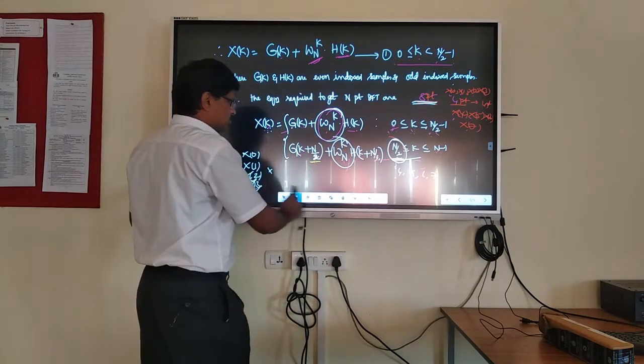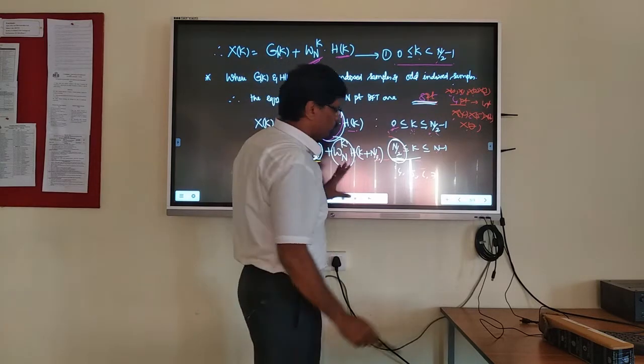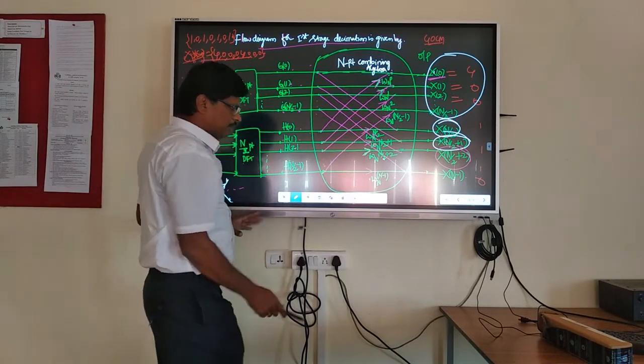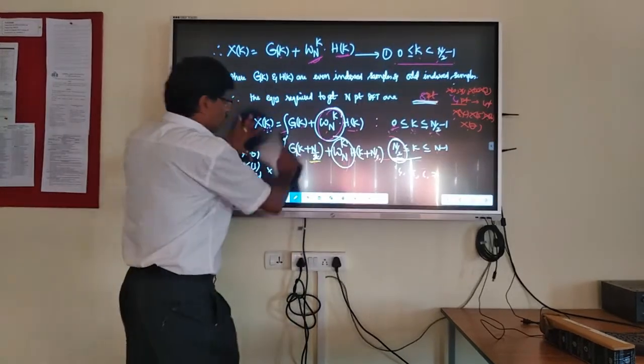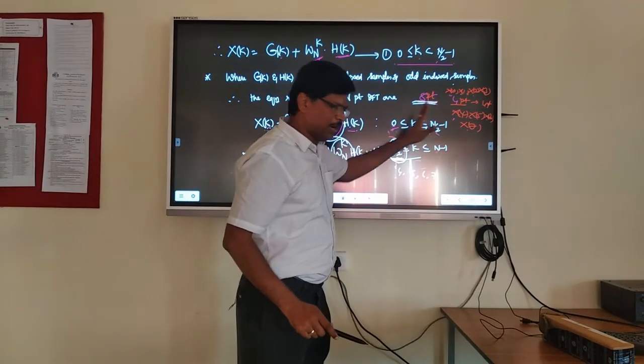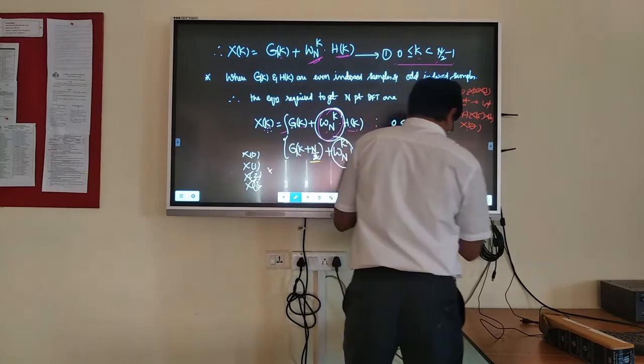Now remember these two expressions. By looking at these two expressions, we can write the flow diagram. You need not memorize this diagram. By looking at these two expressions only, we can write the 0 to half-point DFT and the half-point to N-point DFT. Now let's see how to write this.